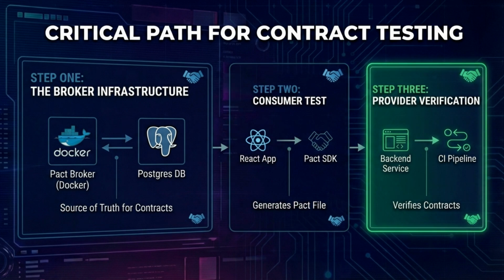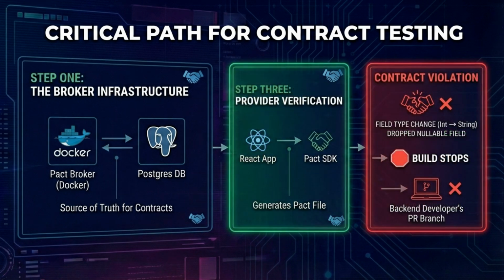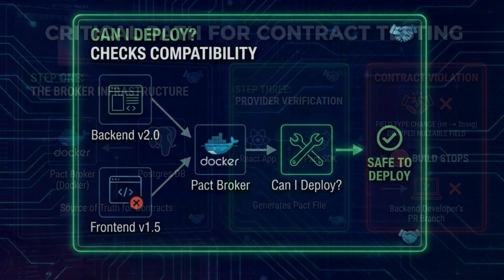Step 3. The provider verification. On the backend side, you add a Pact verification task to your CI pipeline. This task pulls the pending contracts from the broker and replays them against your running service. And here is the crucial part. If the provider has changed a field type from an integer to a string or dropped a nullable field that the consumer relies on, the build stops. It doesn't fail in staging, it doesn't fail in production. It fails right there on the backend developer's PR branch.